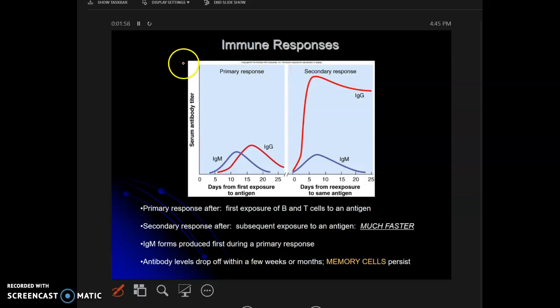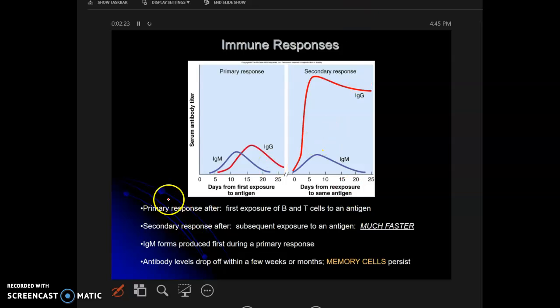Now here is the difference between a primary and a secondary response. What's a primary response? A primary response is when the B and T cells are first exposed to an antigen. That means basically when your body is first exposed to a disease-causing foreign body. When you first get the disease, let me put it simply, all right?